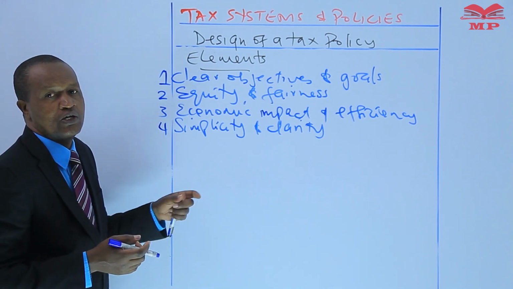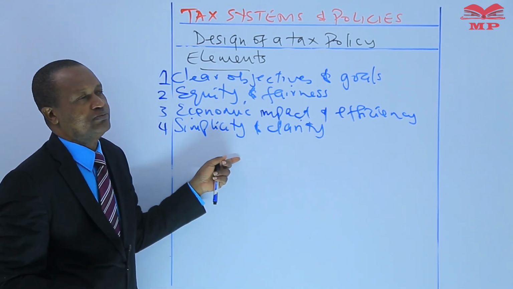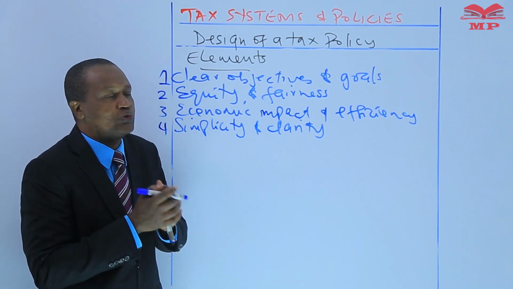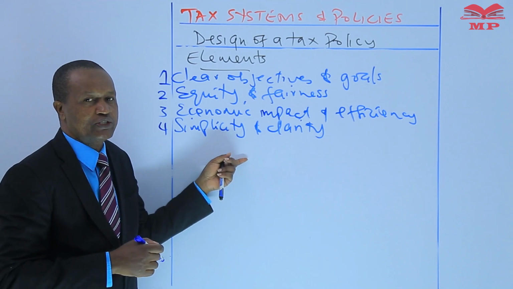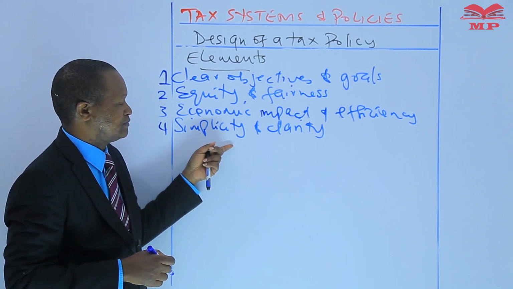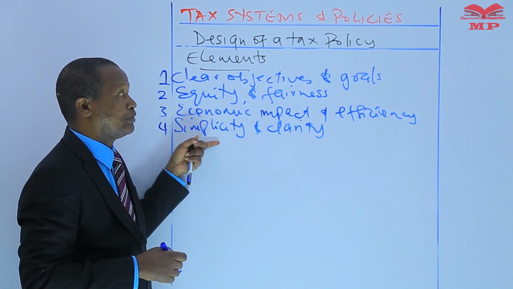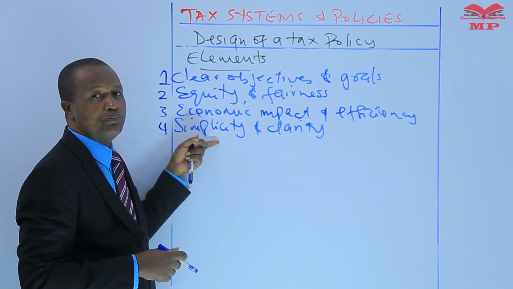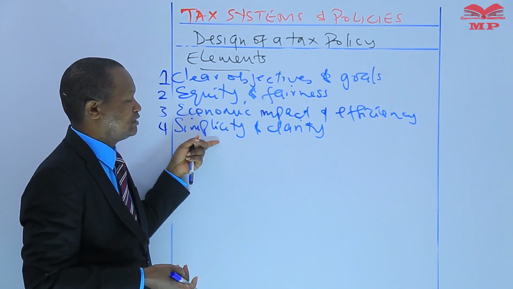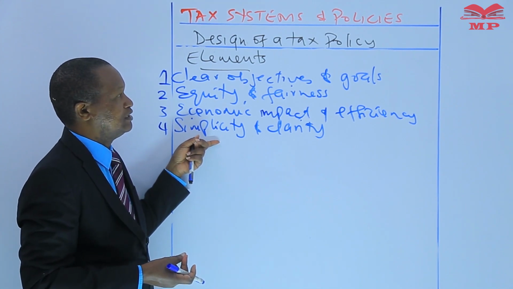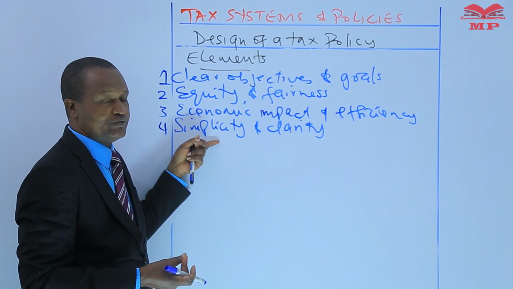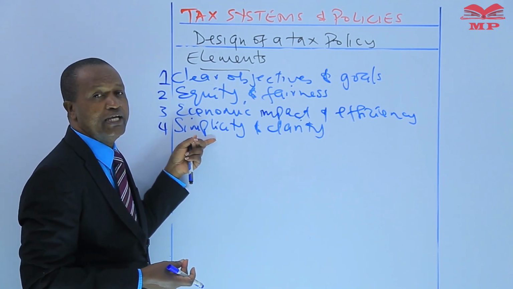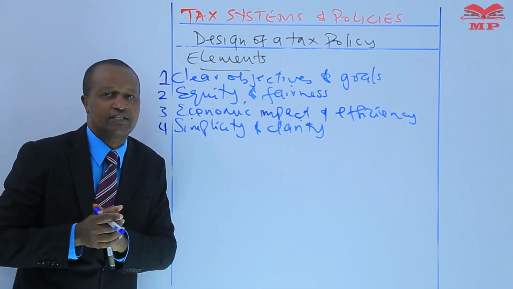Complexity in tax laws can lead to compliance issues and administrative burdens. So a tax policy should not be complex because it can generate compliance problems. People may not comply. The tax authority may also have administrative burdens. So it's important that a tax policy be simple and clear to understand.